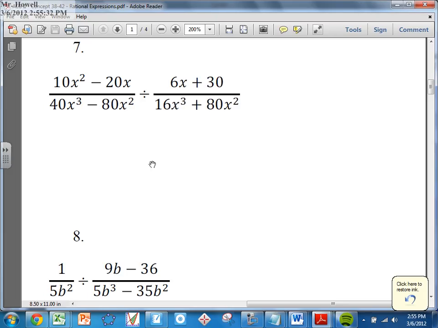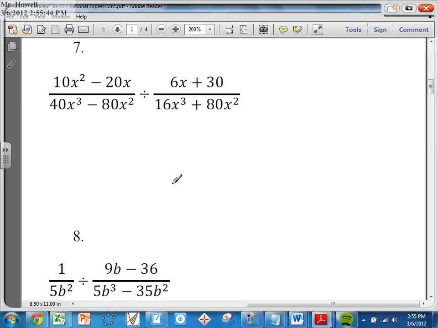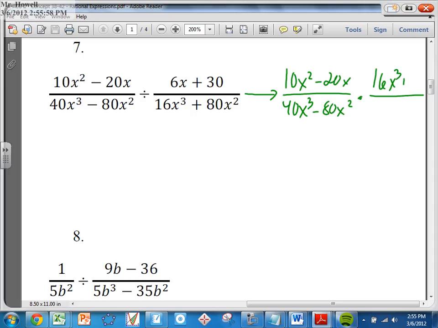Now, with number 7, the first thing you're going to notice is that it's division. So what must you do? Multiply by the reciprocal. Good. So you could start by rewriting this as 10x squared minus 20x all over 40x cubed minus 80x squared, times the reciprocal, 16x cubed plus 80x squared over 6x plus 30. Again, multiply by the reciprocal to start, please. After that, look at your GCFs.